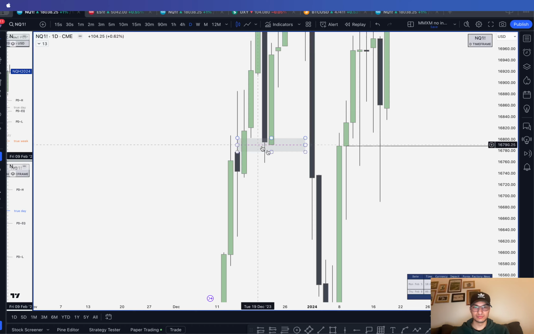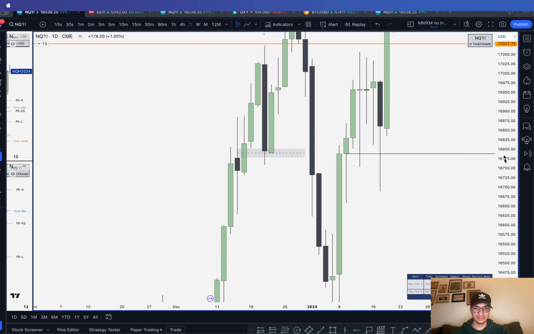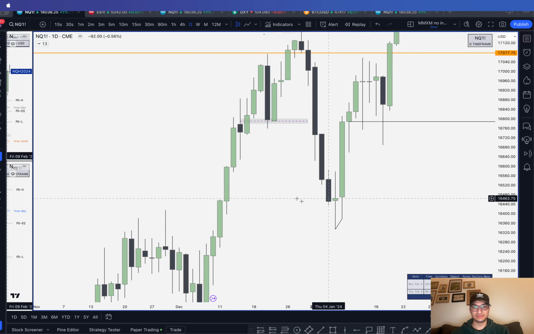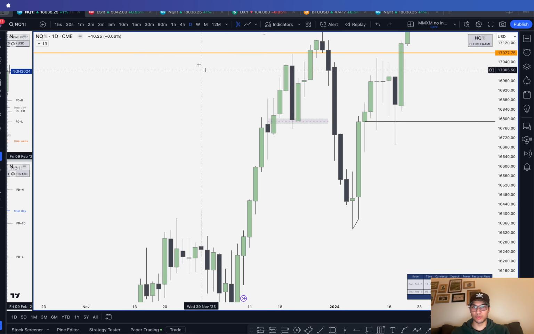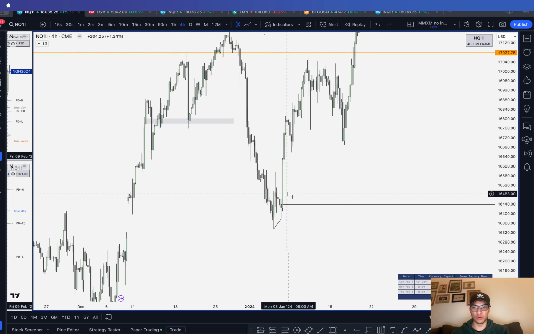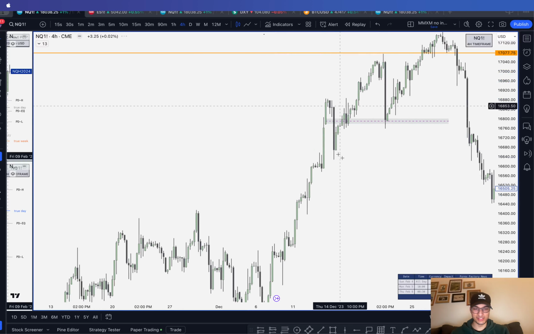There you go. RDRB. What's holding? The CE of the RDRB, right? Yep. And we're tapping again. Is this an A+ order block? We just qualified it on the 4-hour chart, right? This is an A+ order block.